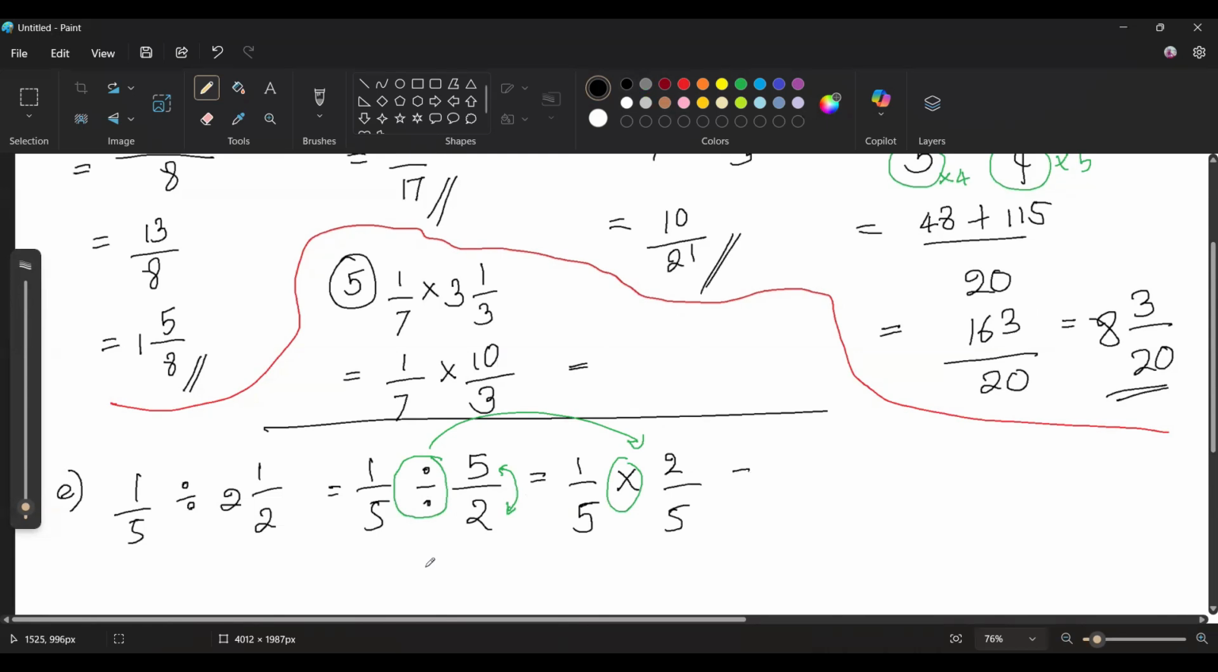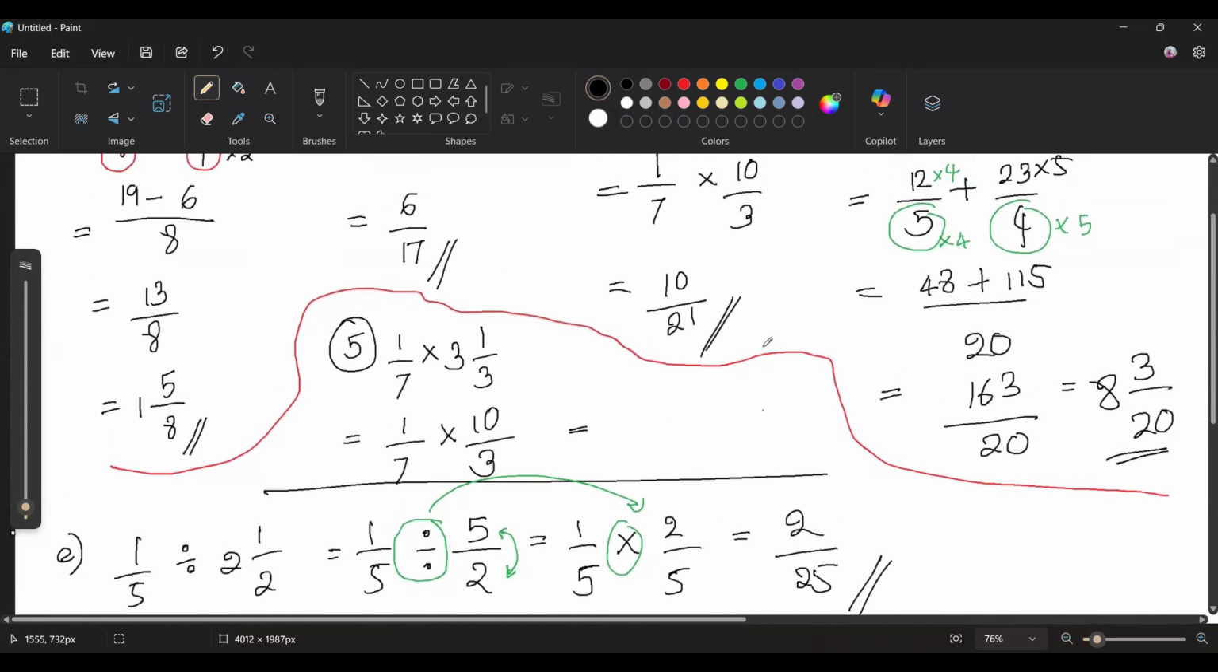Now multiply numerator and numerator separately. 5 into 5, 25. 1 into 2, 2. So it is 2 over 25. Is that clear? If they are having any mistake, you can write. Check the answers. Previous one also.